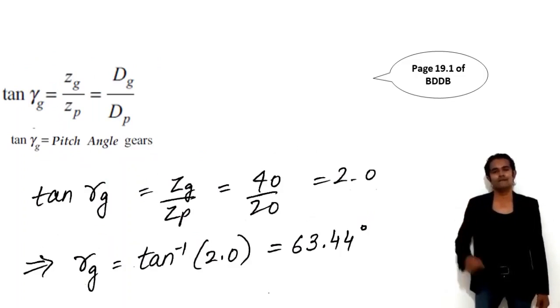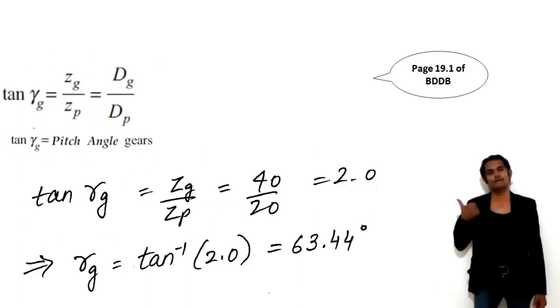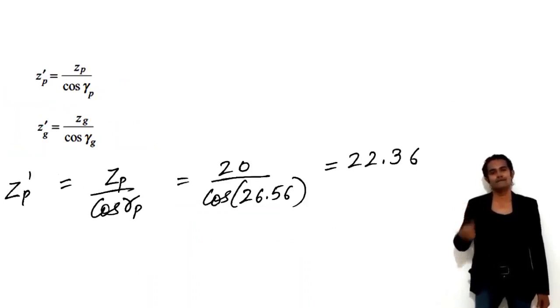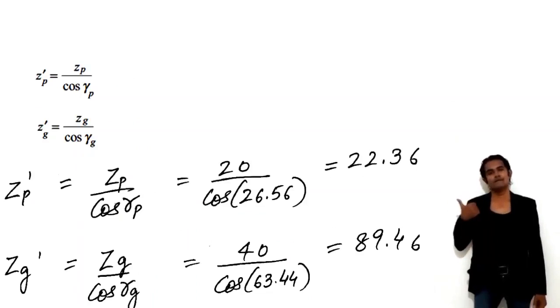Next, in the same way, you are going to find the pitch angle for gear, which is ZG upon ZP. So you will get it as 63.44 degree. Next, you have to find the virtual number of teeth, Z dash P, which is the actual number of teeth ZP upon cos gamma P, and Z dash G is ZG upon cos gamma G. You will get the values, Z dash P as 22.36 and Z dash G as 89.46.